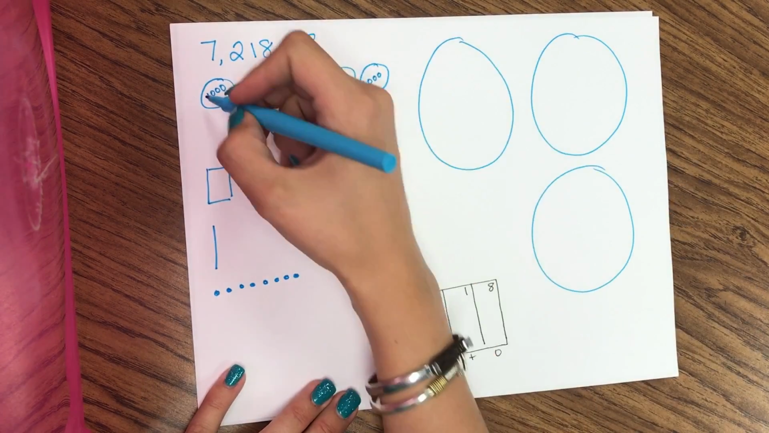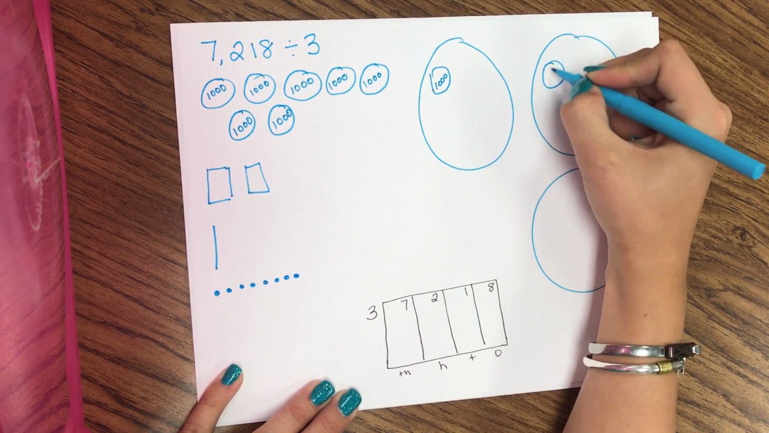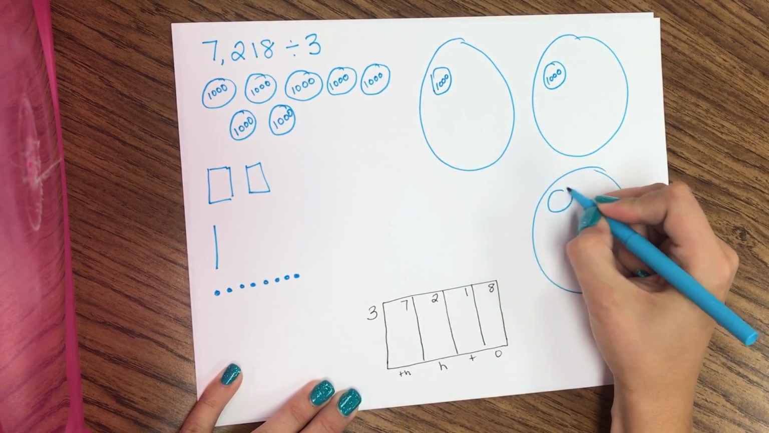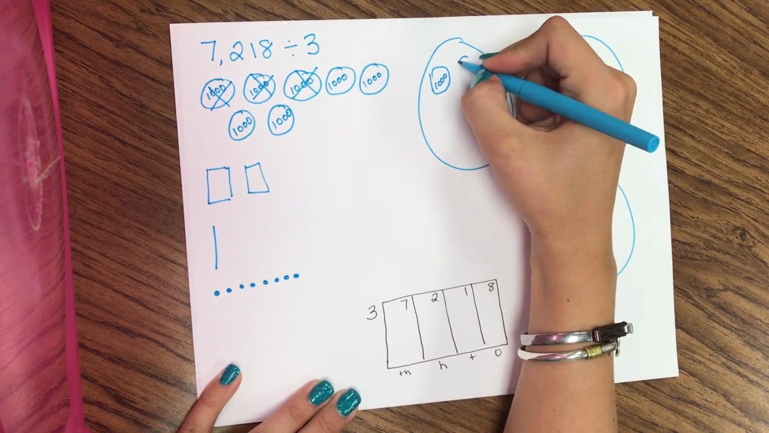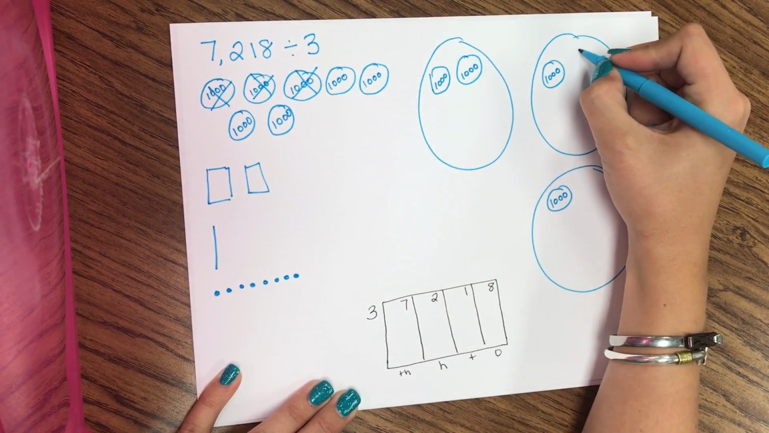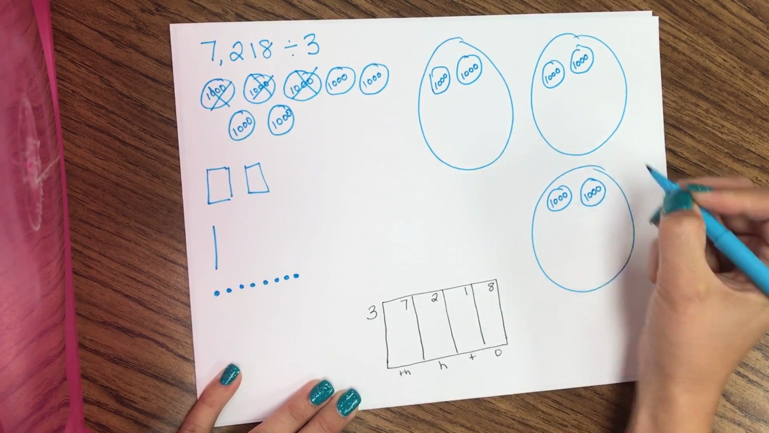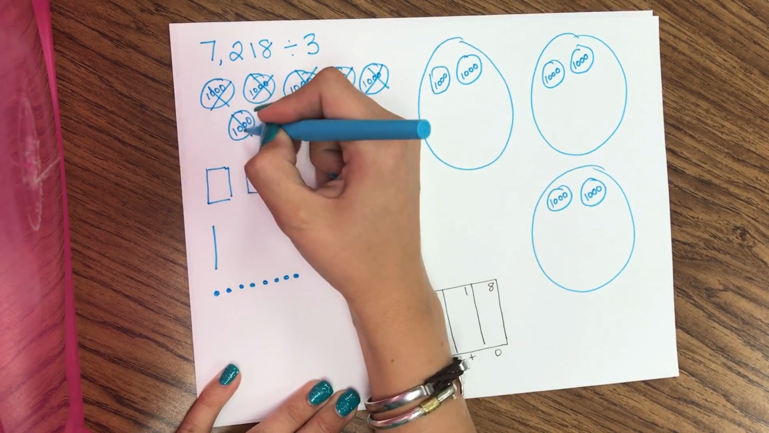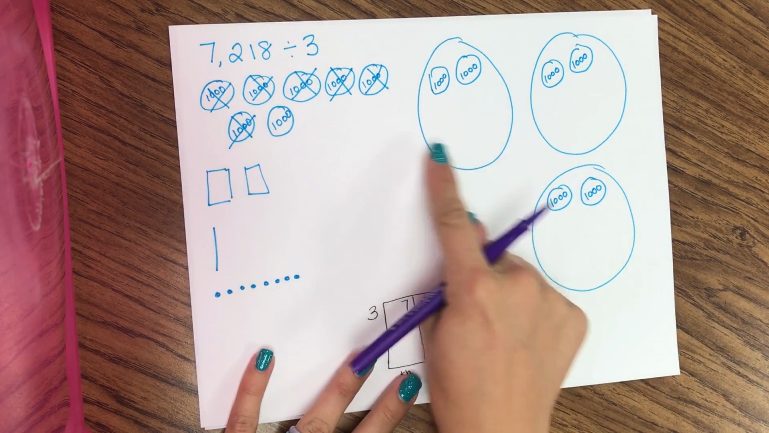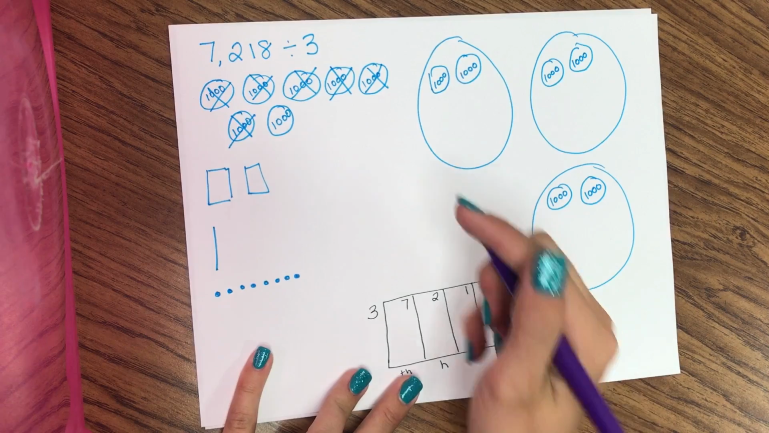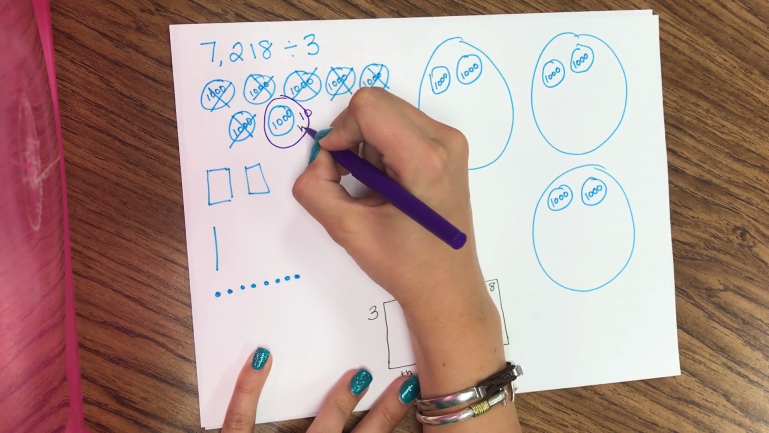So I'm going to put 1,000 in each of my circles. So I've used 1, 2, 3, 4, 5, 6. So now I have that 1,000 left over, but I can't take 1,000 and share it equally among these 3 groups. So I'm going to take this 1,000 and I'm going to trade it for 10 hundreds.